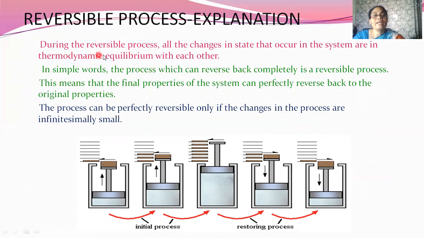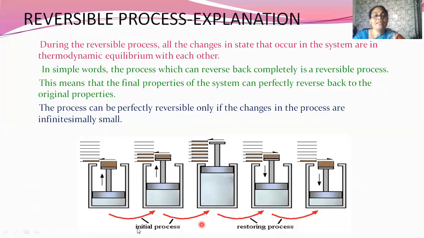So we have understood that during the reversible process, all the changes in state that occur in the system are in thermodynamic equilibrium with each other. That means the system and surroundings are at the same temperature. That means in simple words, the process which can reverse back completely is a reversible process, which implies final properties of the system can perfectly reverse back to the original properties. The process can be perfectly reversible only if the changes in the process are very, very small or infinitesimally small.